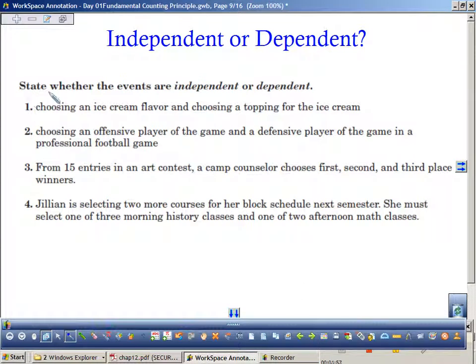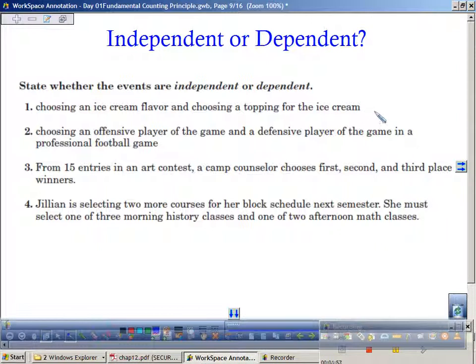Alright, so let's do these. I'm going to try and pause for a second so you guys can call out whether it's independent or dependent. Choosing the ice cream flavor and choosing a topping for the ice cream. Is that independent or dependent? That one is independent. It doesn't matter which ice cream flavor you have, that has nothing to do with which topping you're going to choose. Well, it does, but it doesn't.